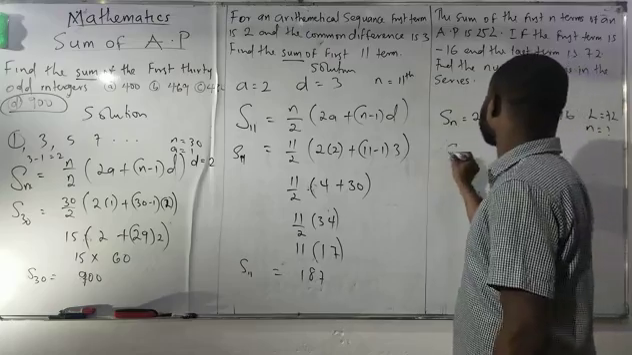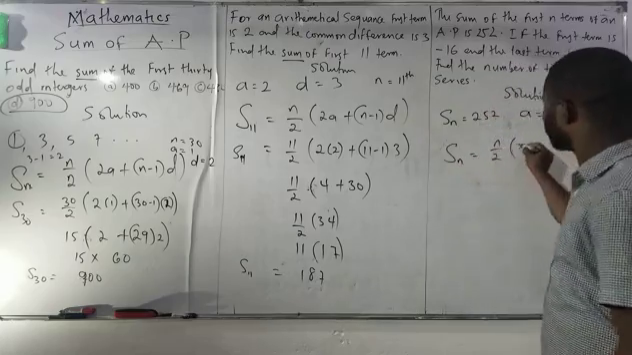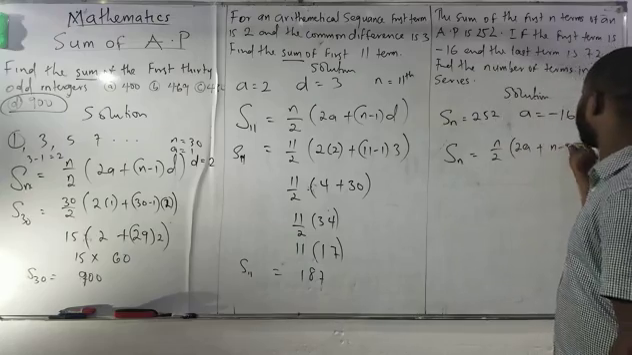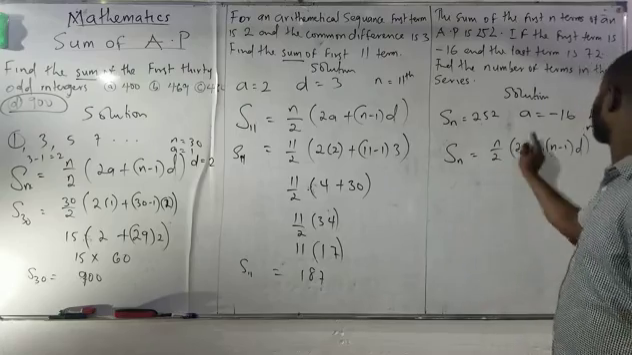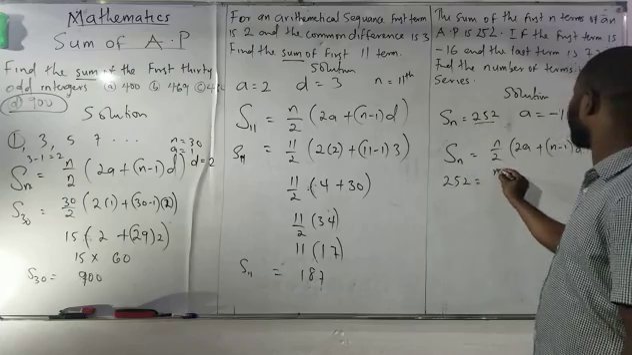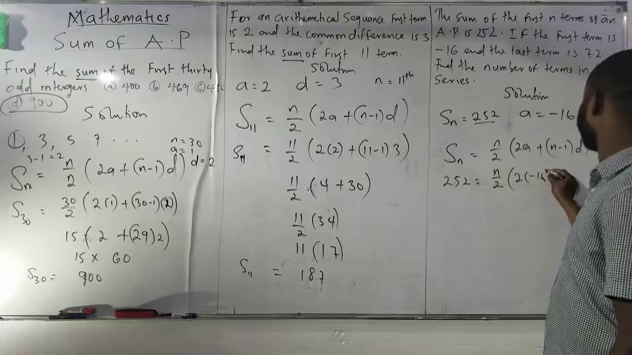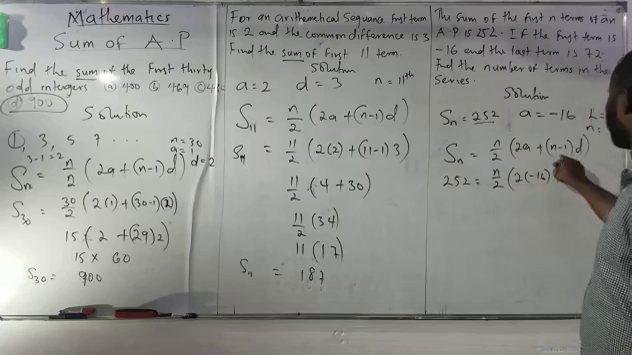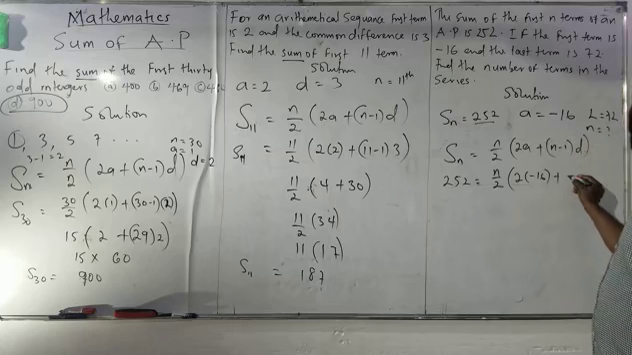It means I'm saying that S_n equals n all over 2, bracket of 2a plus (n minus 1)d. This is the formula. Now at this junction we're told that this equals 252. It means 252 equals n all over 2, bracket of 2 times minus 16 plus, I don't know this one, which will be n.